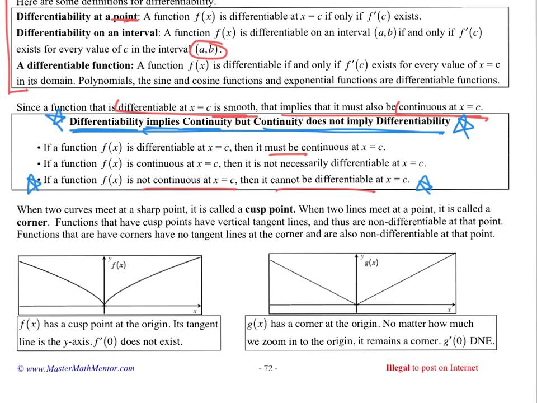And when two curves meet at a sharp point, we've kind of talked about this, that's called a cusp point. Functions that have cusp points have vertical tangent lines right there. So therefore, they're not differentiable at that point. Then we also have corners. Functions that have corners have no tangent lines. You can't put a tangent line on a corner. Therefore, also not differentiable at that point.